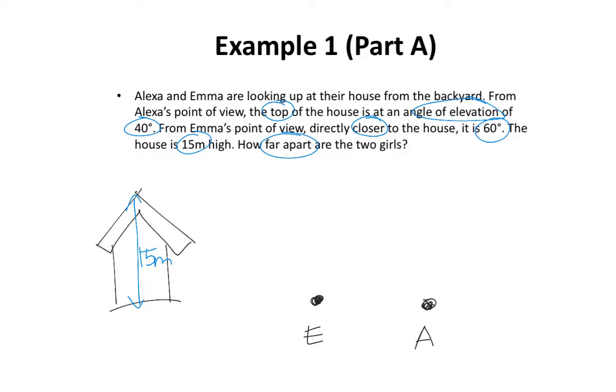The other pieces of information that we know is that when Emma looks at the top of the house, it is an angle of elevation of 60 degrees. That is relative to the horizontal. So I'm going to call that 60 degrees. And Alexa, when she looks at the top of the house, that is an angle of elevation of 40 degrees.